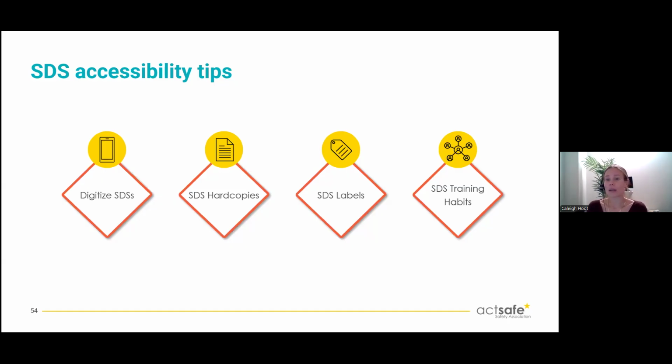We can also use any near misses as examples to enforce why quick SDSs and access matters. We can share stories with each other of like what went wrong, what went right, and how we can do better in the future. So that's just going to keep everyone on their toes and make sure that all of that information is fresh and relevant in their mind.